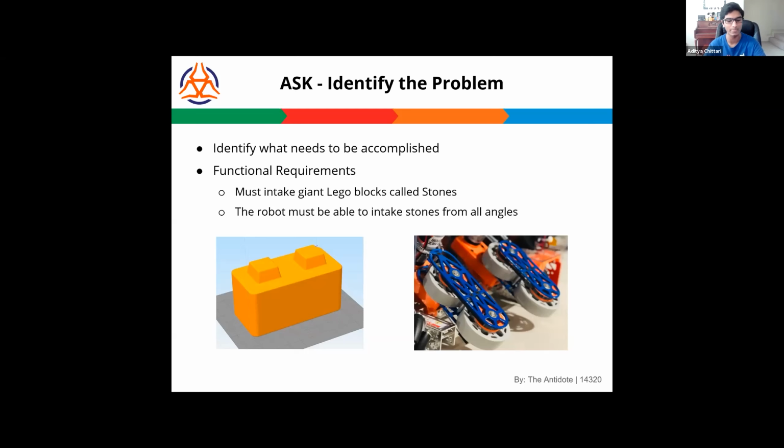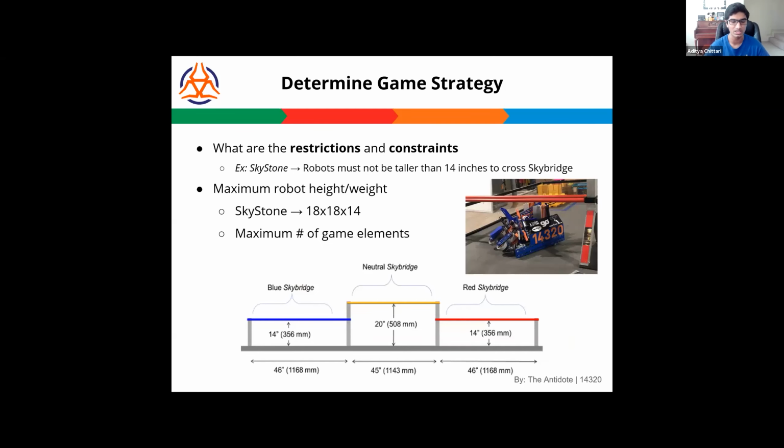even before actually touching a part. Also included in the ask phase is taking a look at what restrictions and constraints are in place. These can be found in Game Manual 1 and 2. For example, in last year's game, Skystone, there practically was a soft limit for how tall robots could be. Robots should not be taller than 14 inches to fit under the Alliance-specific skybridge, as you can see in the picture at the bottom. You could be a perfectly normal 18 by 18 by 18, but teams were supposed to be under 14 inches if you wanted to score more points during the game.